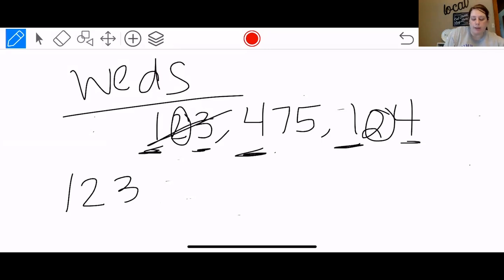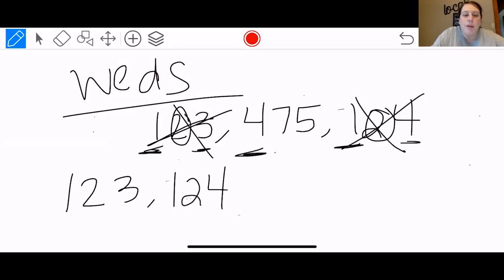I know that 3 is less than 4, so 123 has to be the smallest number. So I'm going to cross that one out because I've done it. Then I know 124 has to be the next biggest number, so I'm going to cross that one out. Then I know that the only one left has to be the biggest one, 475.